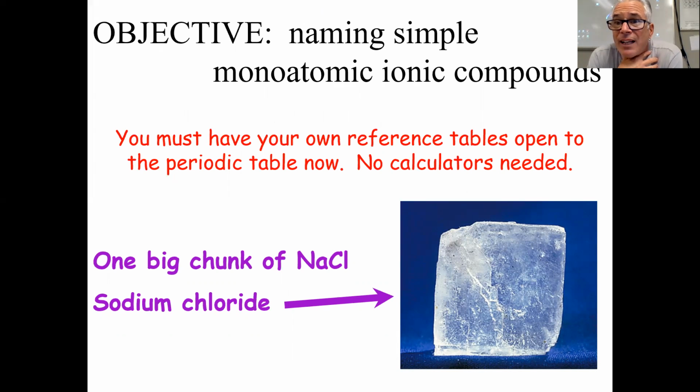That's all. Metals lose electrons, they become positive cations. Non-metals gain electrons, they become negative anions. And then when they come together, we get to this next class.